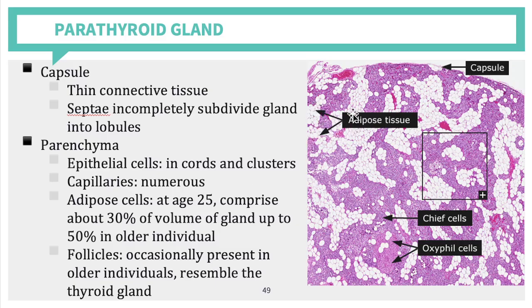So this portion here of your parathyroid is now your adipose tissue. Remember that, 30% of the volume, up to 50% when you become older. Your follicles, occasionally present in older individuals, resemble your thyroid gland. Okay? What are the cells that we can identify here? You have your chief cells, and you have your oxyphil cells.